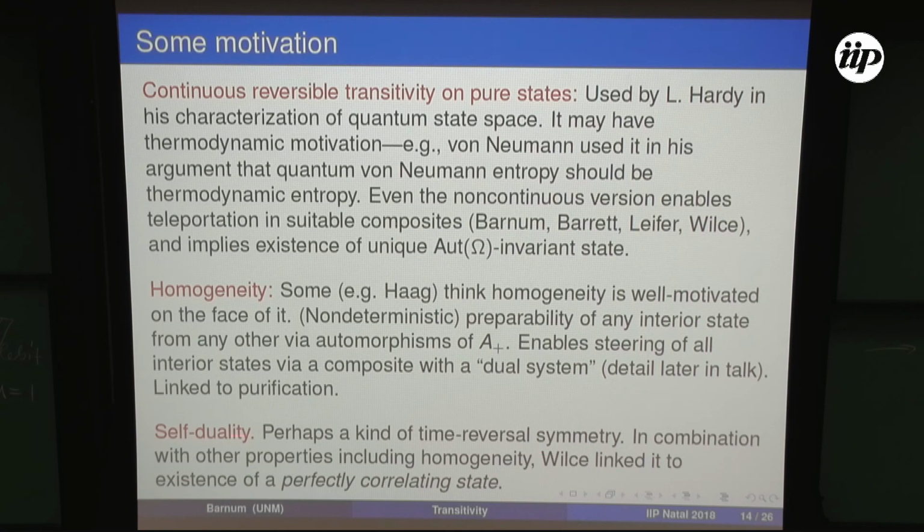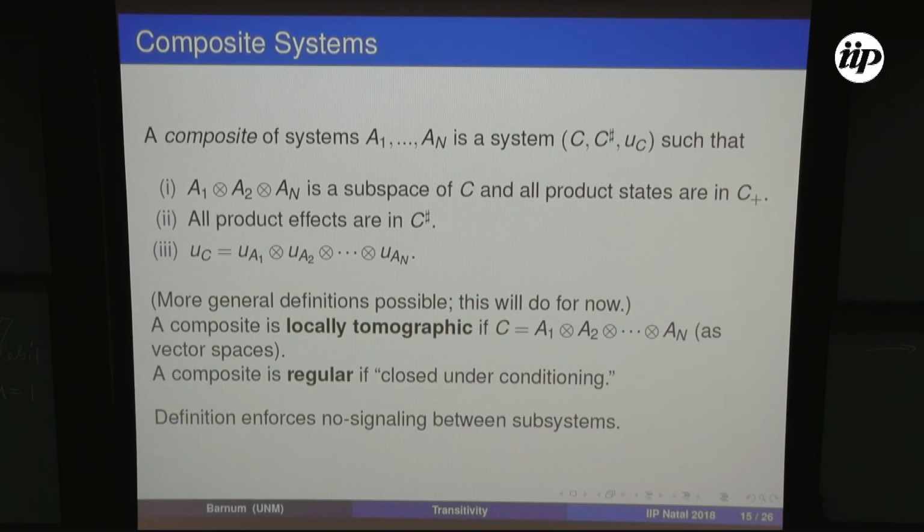And Alex Wills, my collaborator, actually did link it up with a nice property, which is, if you have other things going on, including homogeneity actually, it's linked to the existence of a perfectly correlating state. So that's a state where basically if I make a sharp, fine-grained measurement on one side, there's always some sharp, fine-grained measurement whose outcomes are perfectly correlated with it. So that seems like a nice and information-flavored principle. Okay, so these beautiful mathematical concepts are also not totally off the wall in terms of operational meaning.